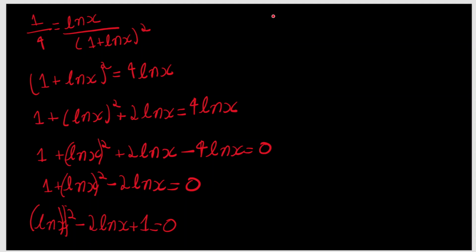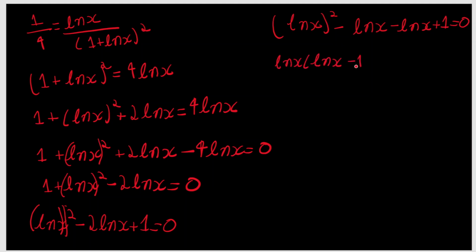So using middle term break, this is (ln x) whole square. Simply minus ln x minus ln x, that's going to give us minus 2 ln x, and when we multiply them, we're going to get positive 1 is equal to 0. Yes, you got the idea. So ln x minus 1, and then again ln x minus 1 is equal to 0. So this is going to become (ln x minus 1) whole square is equal to 0.